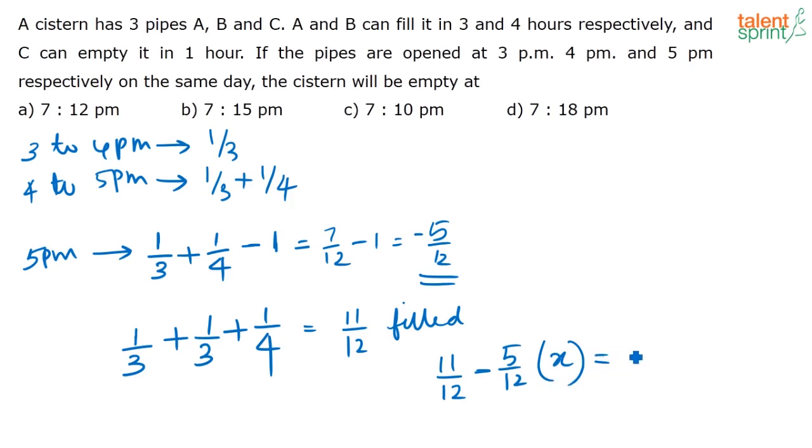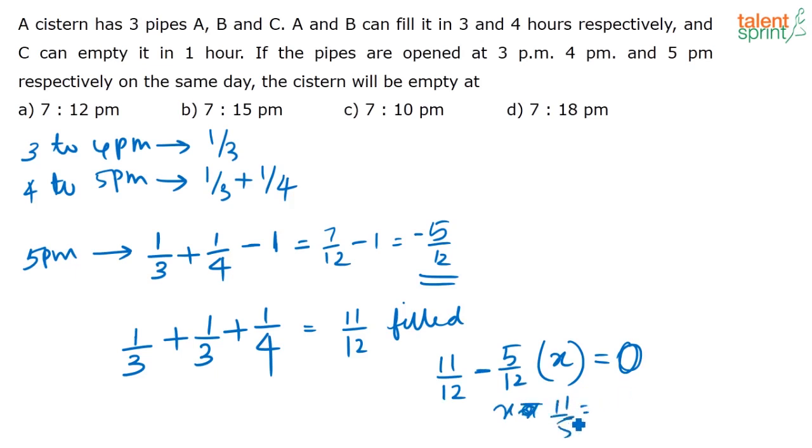So empty means what is happening? The work done should net be 0, correct? If it is full, work done is taken as 1. Here we are emptying, so you take it as 0. So all the 3 pipes work for x hours after 5 p.m. and the tank becomes empty, or total work done becomes 0. So from here let us solve for x. When you solve for x, what do you get? You get 11 by 12 into 11, 12 will get cancelled, 11 is equal to 5x, or x is equal to 11 by 5, right?